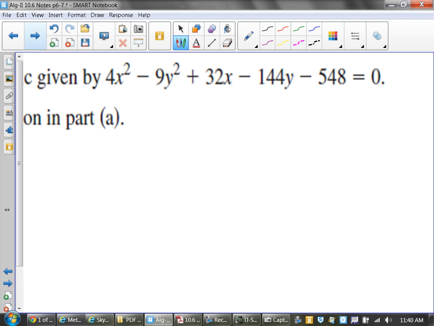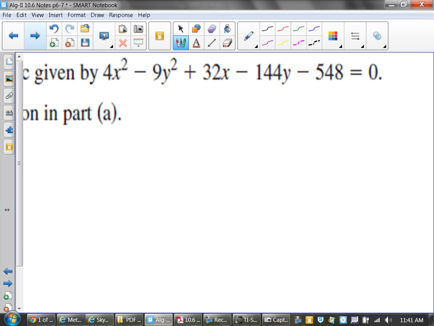Four x squared minus 9y squared plus 32x minus 144y minus 548 equals 0. Sounds like a fun problem. What do you think the first thing you're going to do is? Good. First thing you do is add the 548 to the other side.